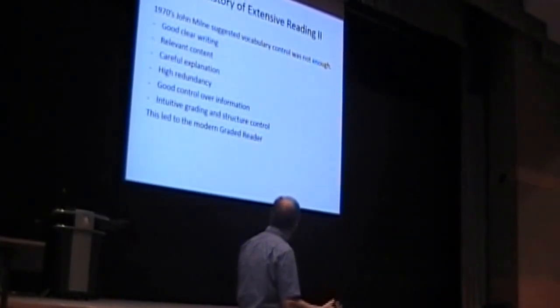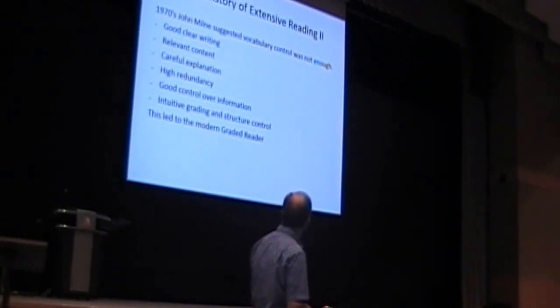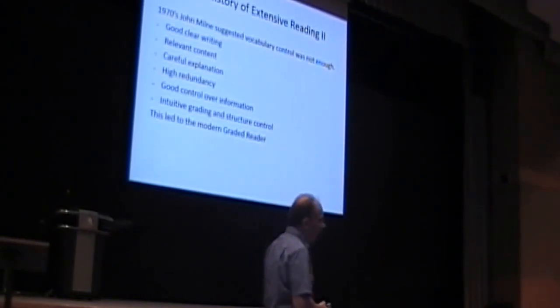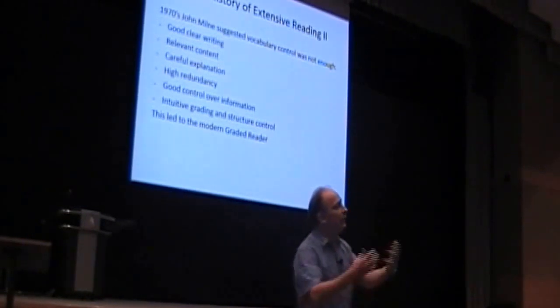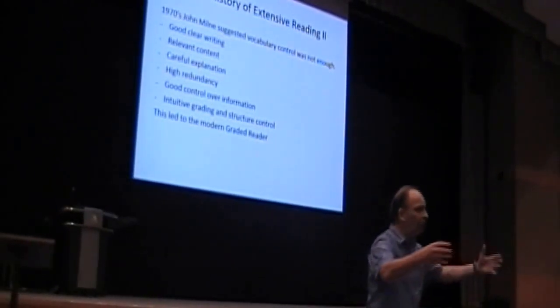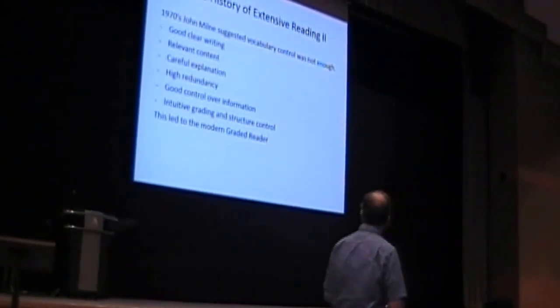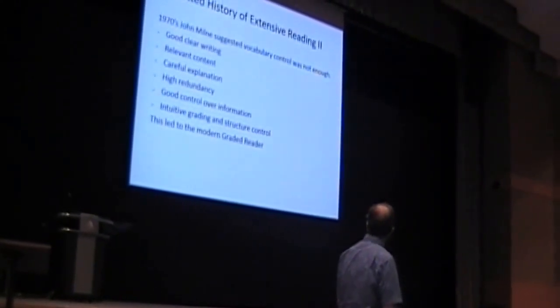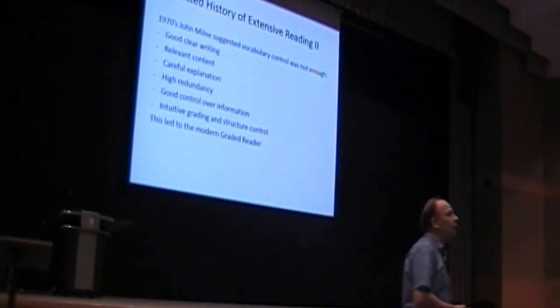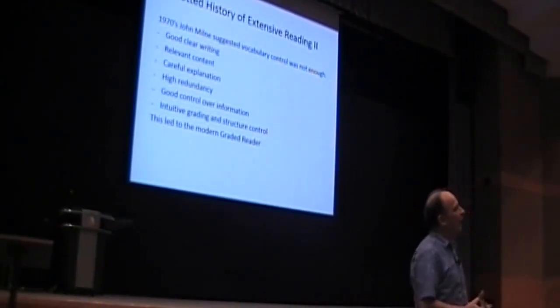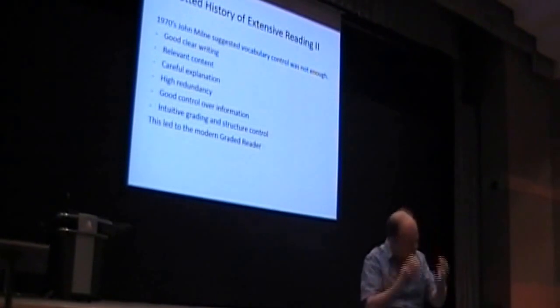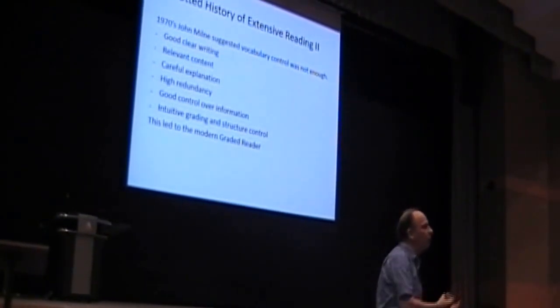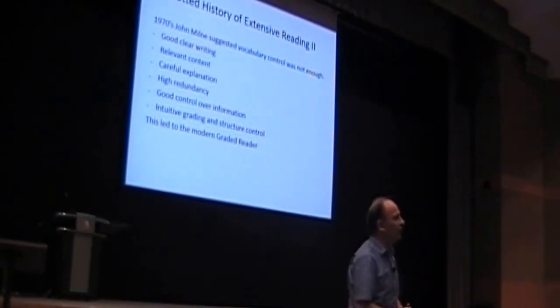So they said, no, we need good, clear writing, relevant content, careful explanation, high redundancy. Redundancy means adding extra information into the text to help readers build background information. And good control over the information: intuitive grading, structure control. This is a big difference here. Intuitive grading means the writer should be able to sense where the student is and write to a particular student or a particular level.